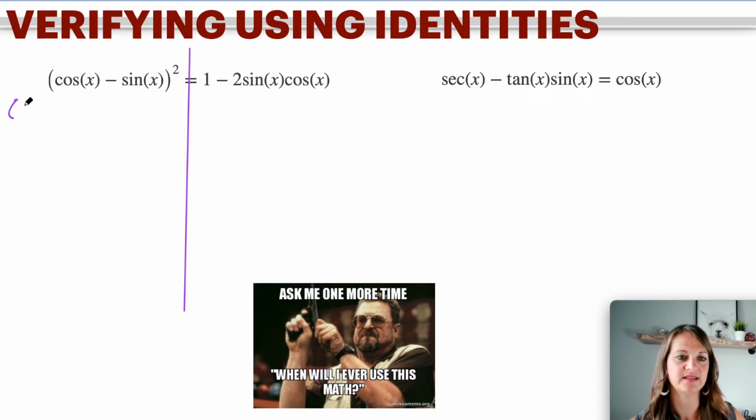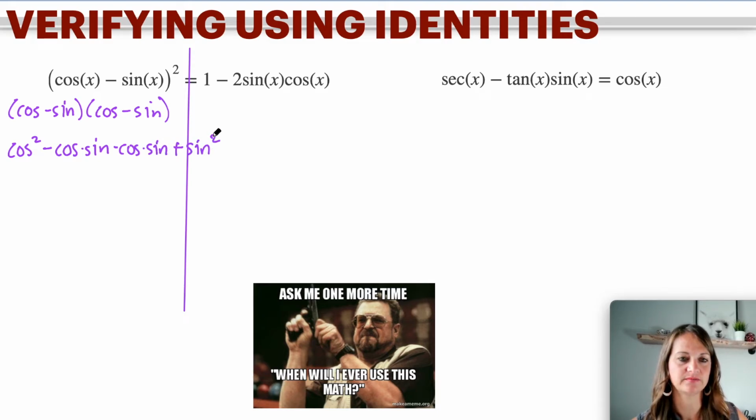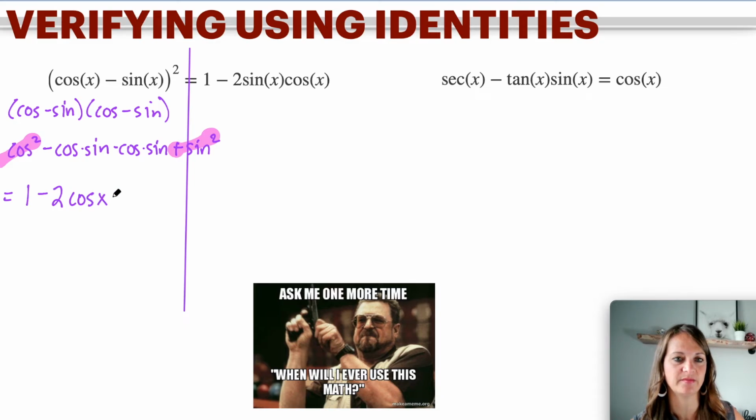If you were to FOIL this, you will get cosine squared minus cosine times sine minus another cosine times sine plus sine squared. Sine squared plus cosine squared is the identity 1, and cosine sine and another cosine sine means you have 2 of them, which you have now verified the other side.